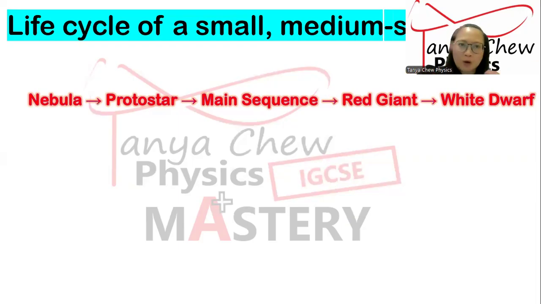Why is no process of fusion occurring in the protostar? Because the temperature and the pressure are not high enough to carry out the process of fusion. So of course, it keeps on attracting all the particles or the dust in the universe, and eventually forms a main sequence, or we call it a stable star.